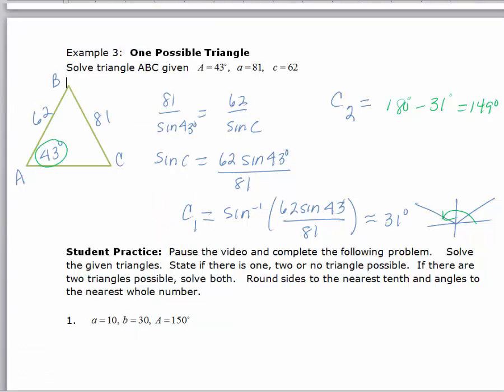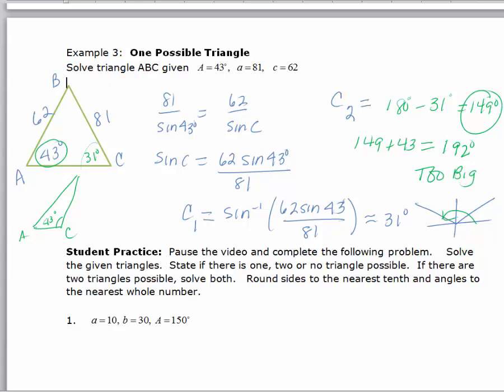We were given 43. So we know there's at least one triangle, and that triangle is the scenario where angle C is 31 degrees. That would be your acute. To see if there is that obtuse scenario, we would need to take our new angle, that 149, and add that to the given angle of 43. That will give us 192, and that's too big. Too big for a second triangle.